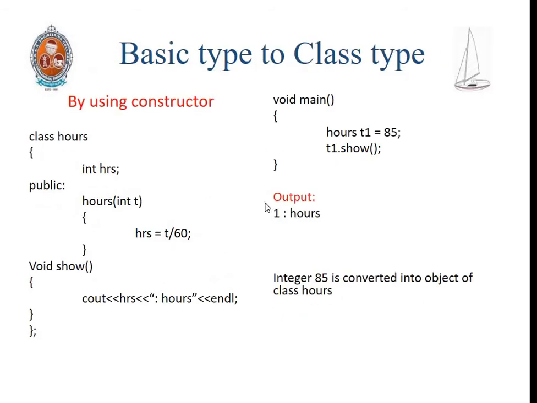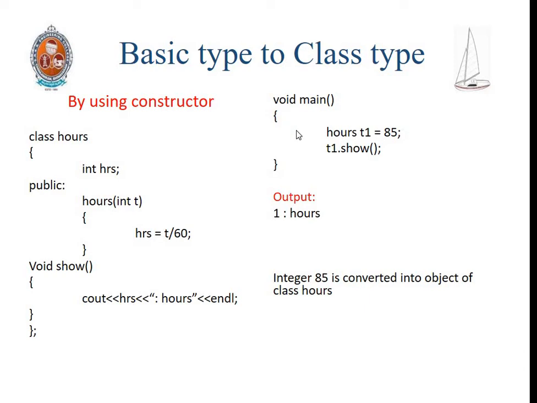So this is an example. Conversion from basic type to class type can be done by using a constructor. So here we are using a constructor. With the help of creating a constructor, a basic data type like int, float, double, char can be converted into objects. Here, class type is nothing but you are converting those into objects.